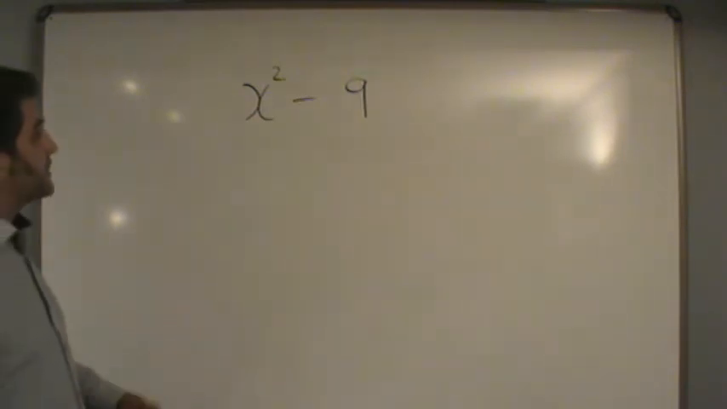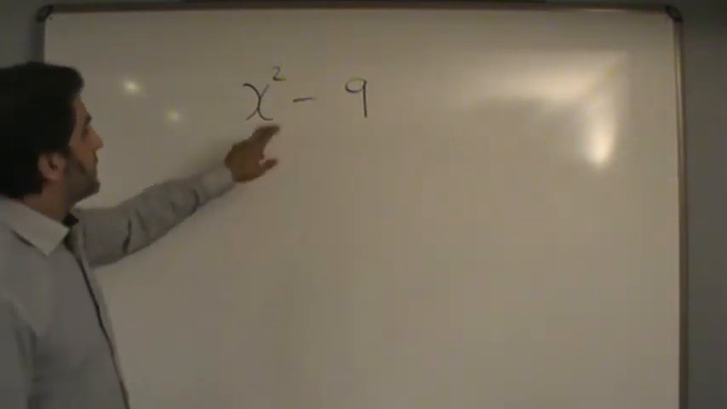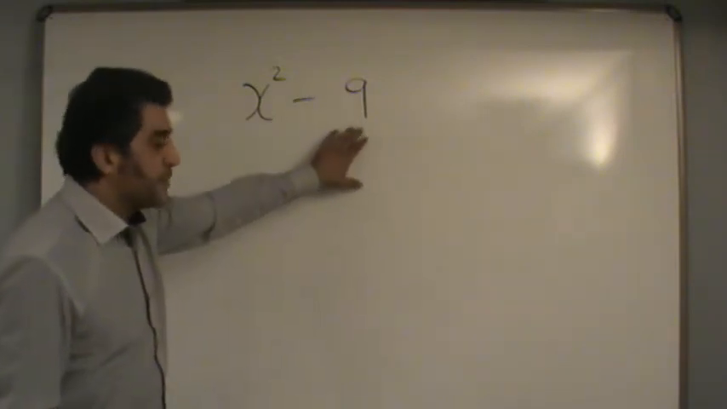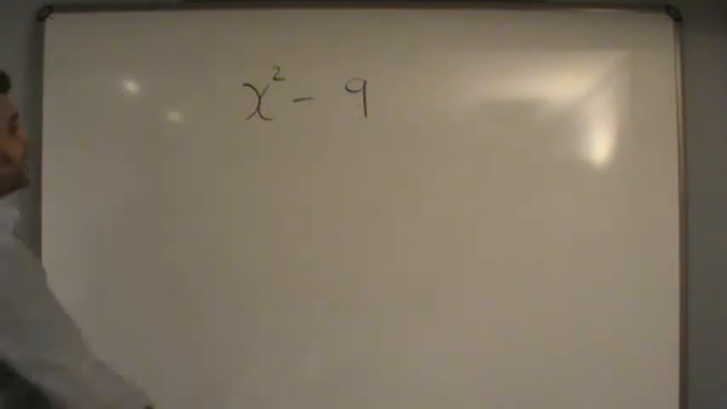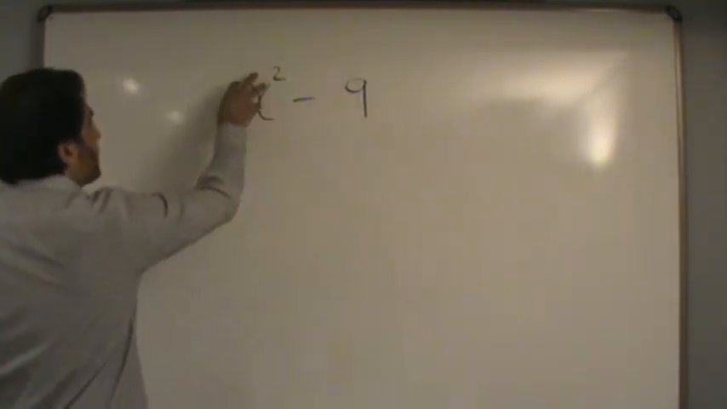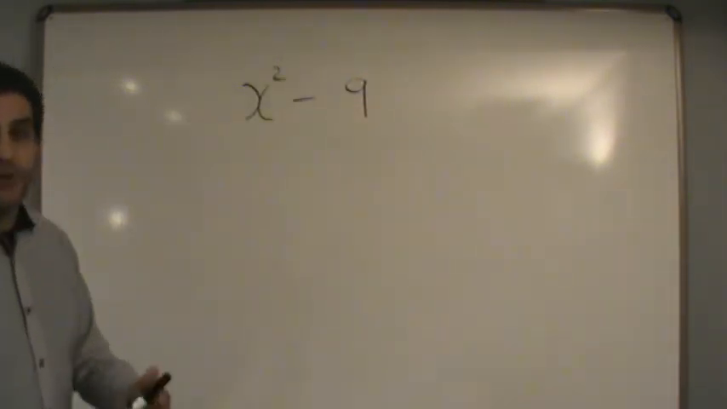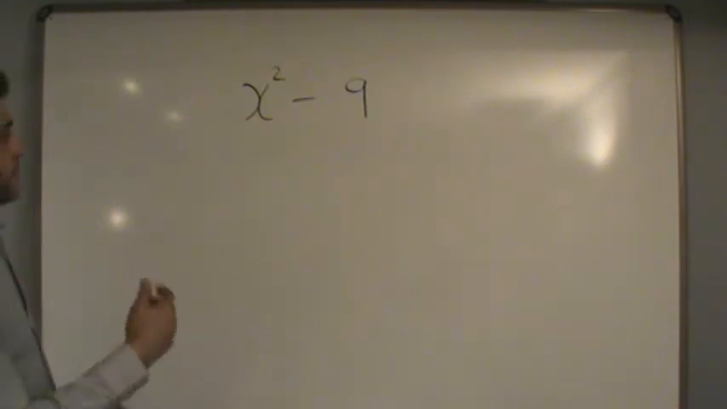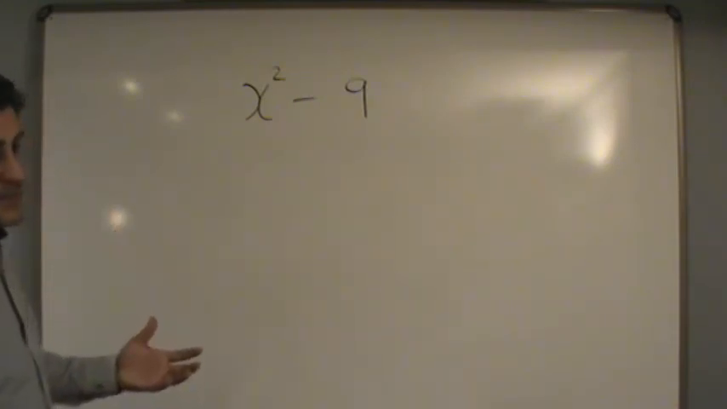Why do we call it difference of squares factoring? First of all, it's a binomial. It must be a binomial, and a minus sign must be between both terms, and both of these terms must be square rootable.